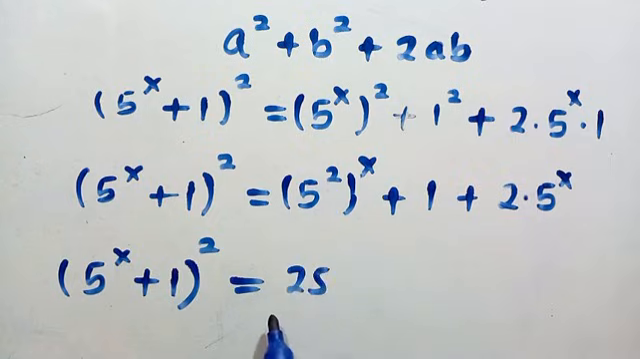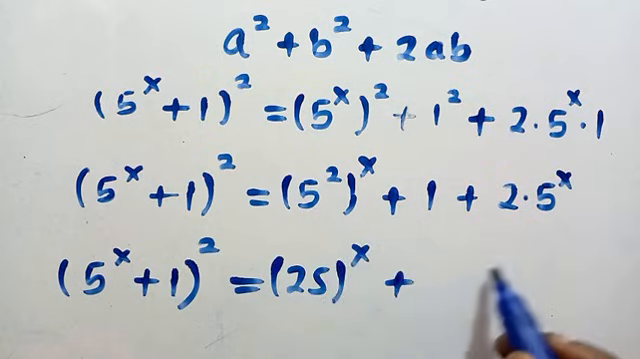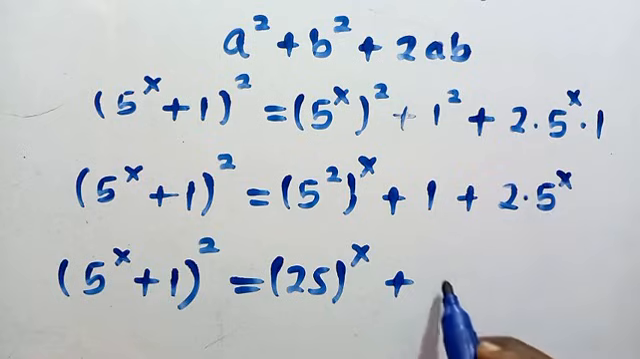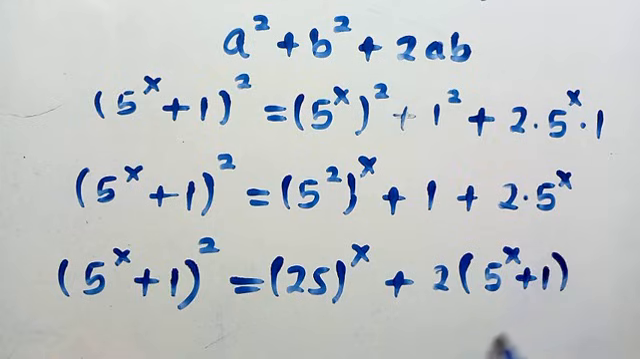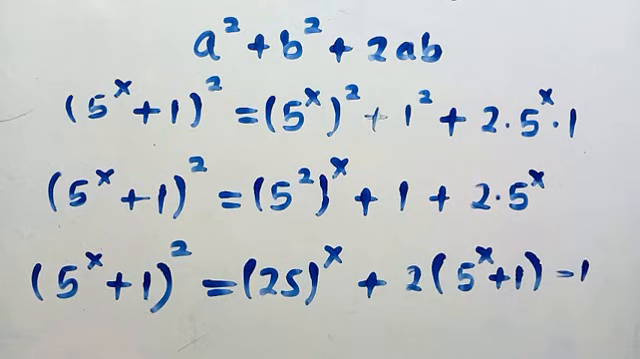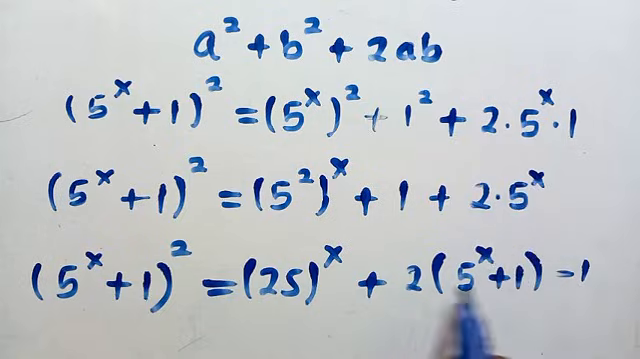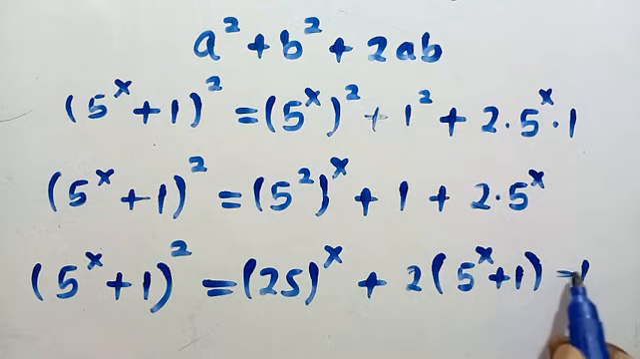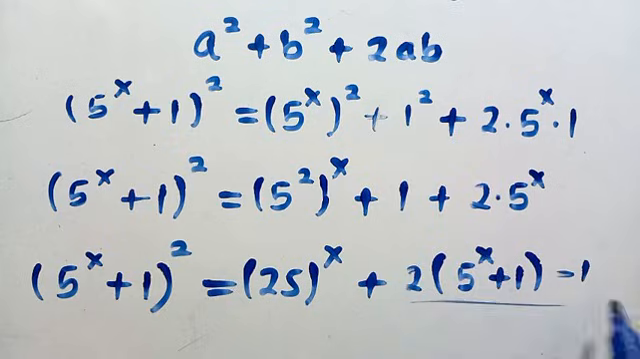25, then raised to power of x plus, also for this, I write this as 2 bracket 5 power x plus 1. I did this because, let's say I subtract 1 from it first. If you have 2 times 5 power x, that is 2 times 5 power x as we have here, then 2 times 1, that is 2. Then here is minus 1 at the bracket. So 2 minus 1, that is 1 here. It means the whole of this expression is the same thing as what we have here.